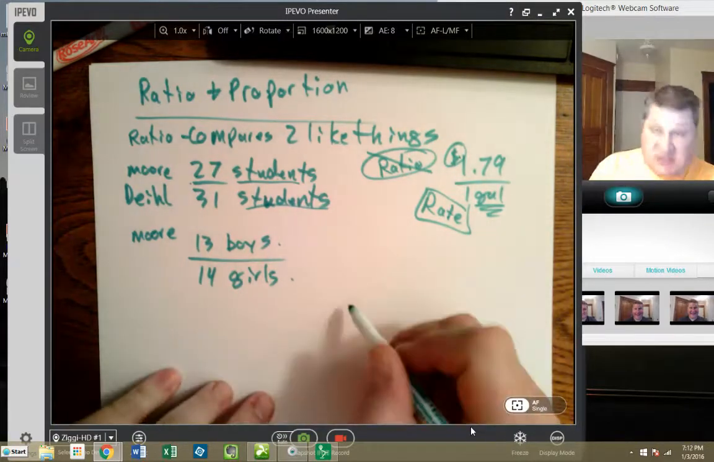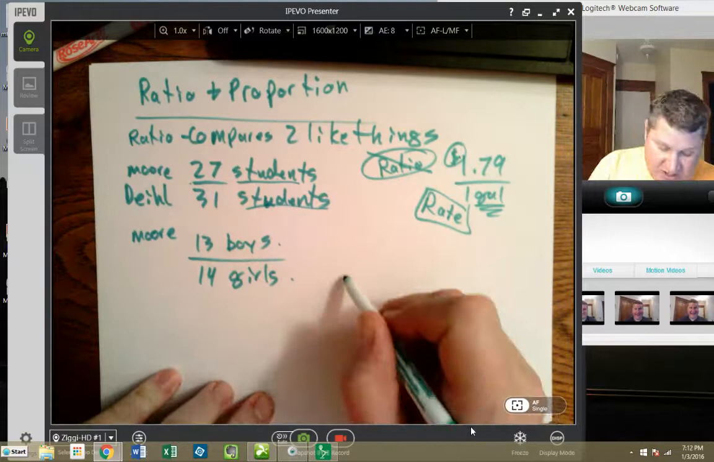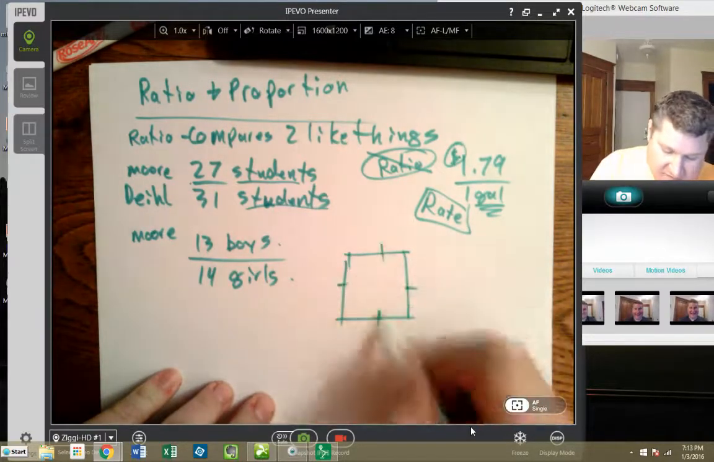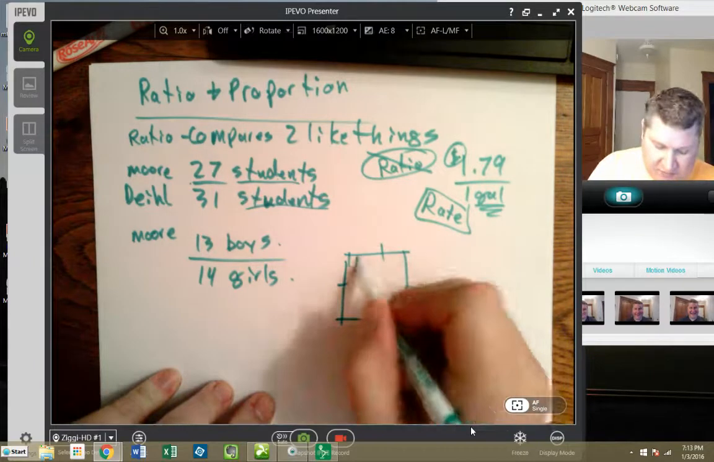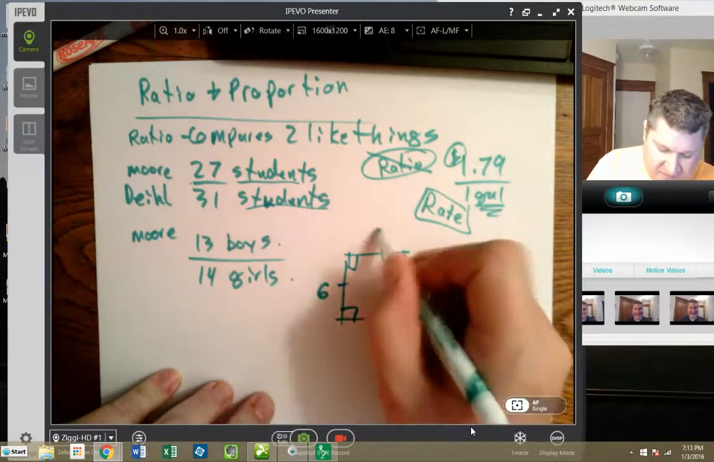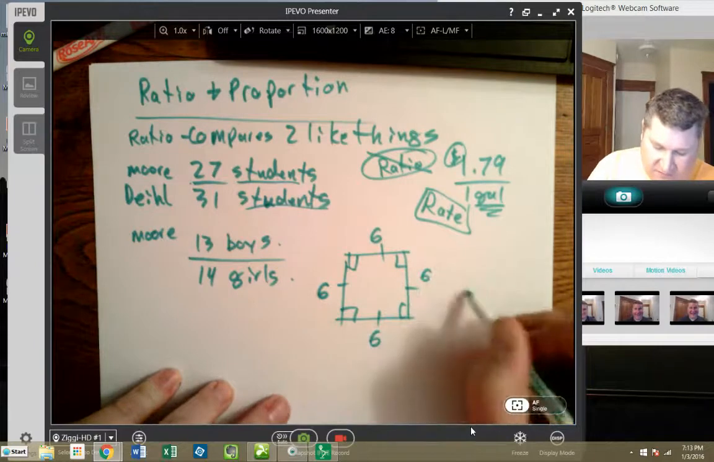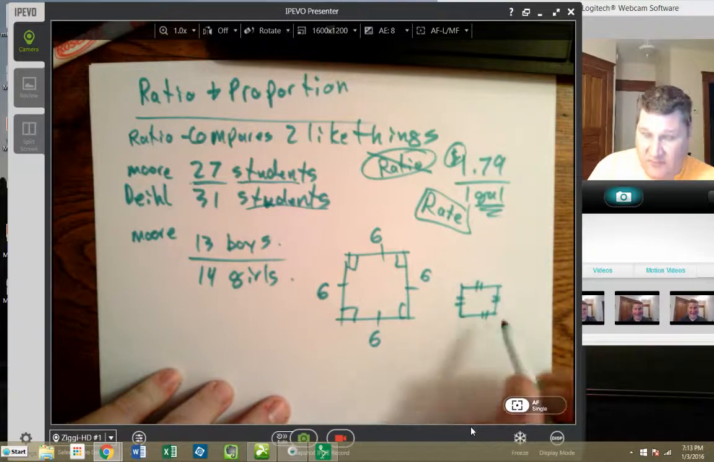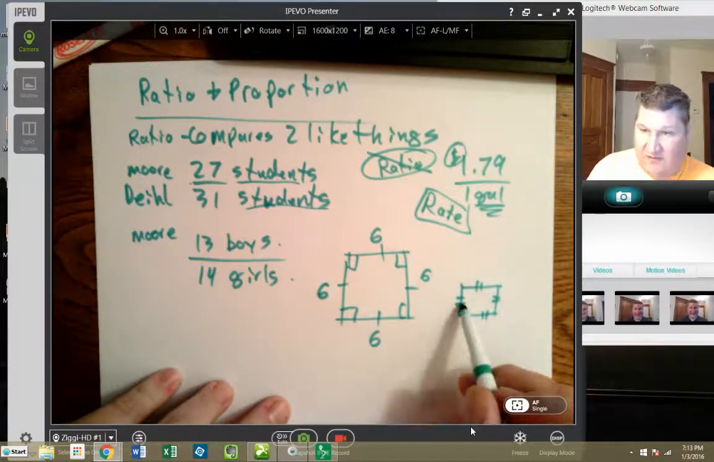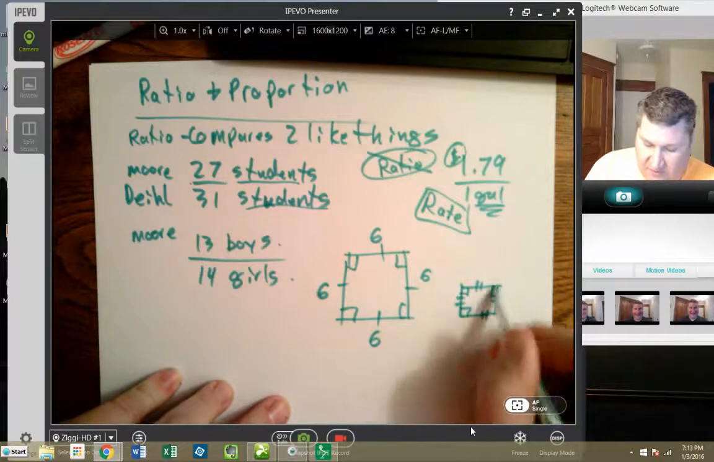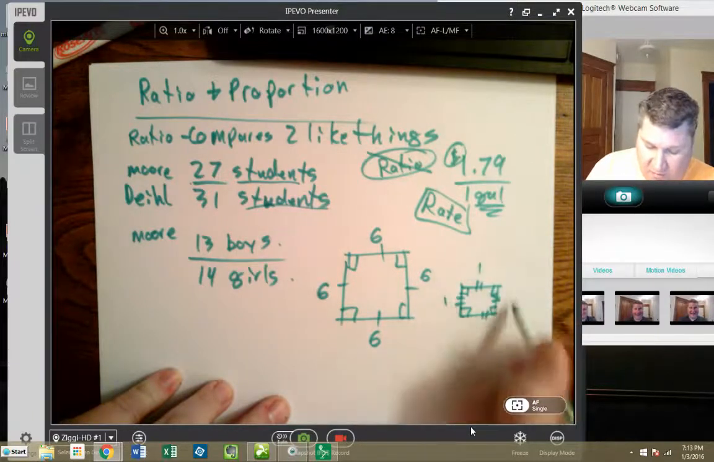Now, let's put it in a geometry context. In a geometry context, I can have two squares. Here we go. Square, square, square. Now, I know that because of all the tick marks and all the little right angles. That's a square, that's a square, that's a square. And this has sides of 6, 6, 6, and 6. This square over here, you'll notice they're all the same mark, but they are different because this is not the same size as this, even though all sides of this are equal among itself. So this square here, you have 1, 1, 1, 1.